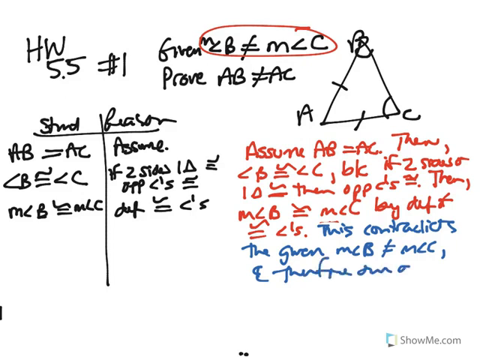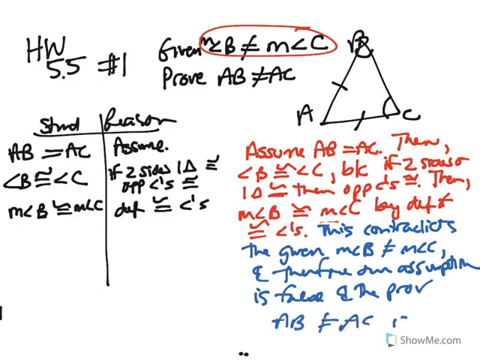our assumption is false, and the proof statement AB is not congruent to AC is true. Okay, let's try another one. This will be number 4 from your homework, 5.5 indirect proofs.